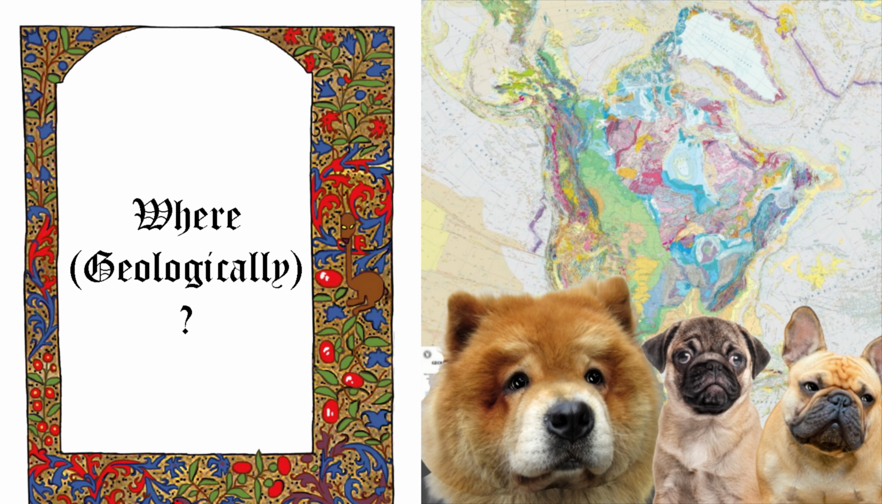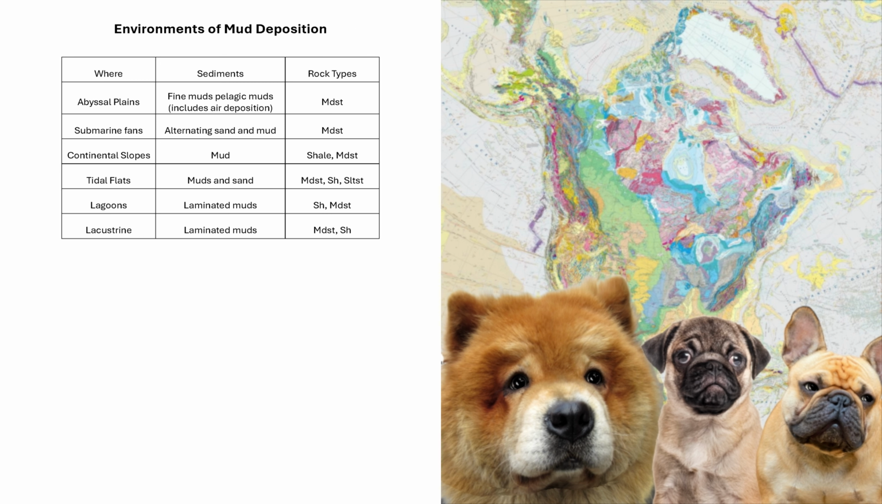Okay, now we know that mud is silt and clay and organic matter, and that mud is transported as suspended load and as flocks in the bedload, and that mud can be deposited in calm, quiet, but not necessarily stagnant water. We're almost ready to dive in and see how mud becomes mudstone. But first, let's take a trip around the world and look at where all the fresh mud is.